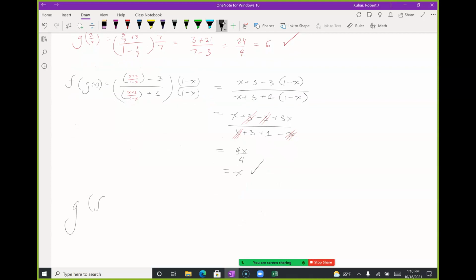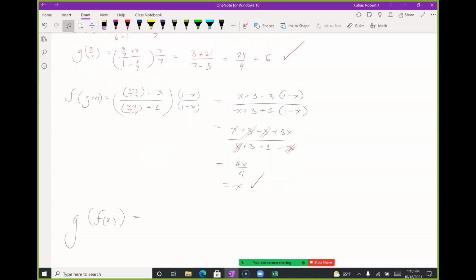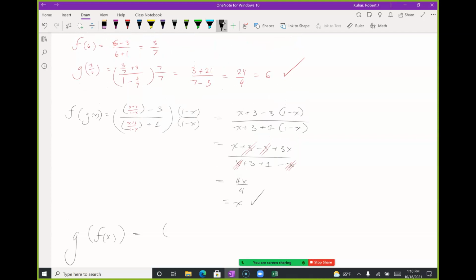G composed of f, right? My function g is x plus 3 over 1 minus x, and inside I'm putting my function x minus 3 over x plus 1.